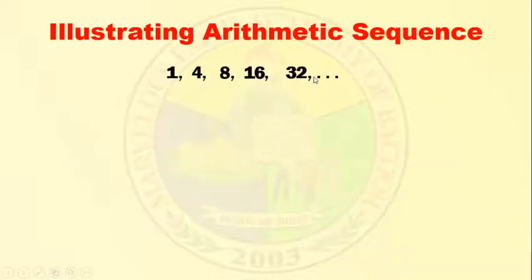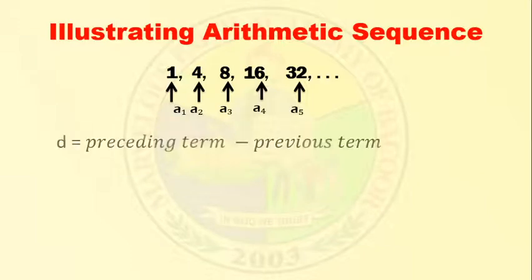Okay? Next, we have the next example. 1 is the first term. 4 is the second term. 8 is the third term. 16 is the fourth term, and 32 is the fifth term. Okay? Next, kukunin na natin yung common difference by subtracting the previous term from the preceding term.